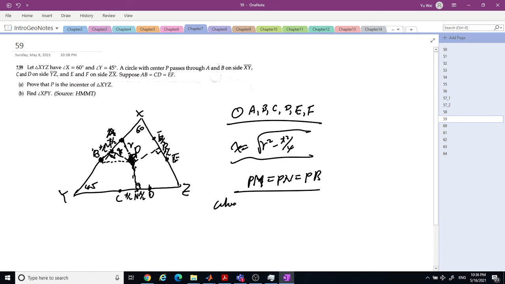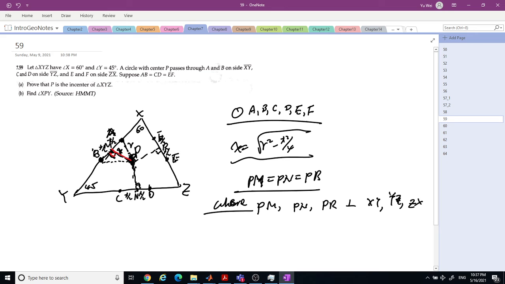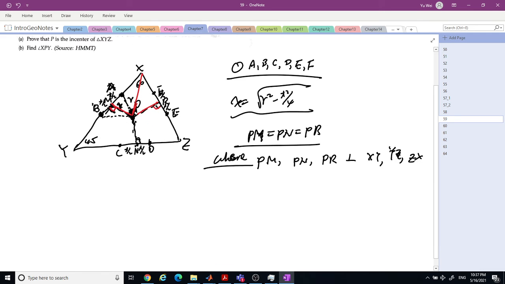Where PM, PN, PR are perpendicular to sides XY, YZ, and ZX respectively. Okay, now if we know this, let's highlight it. So we know this equals this, right? Now let's add this line. So we know this equals this, and PX equals PX, right?